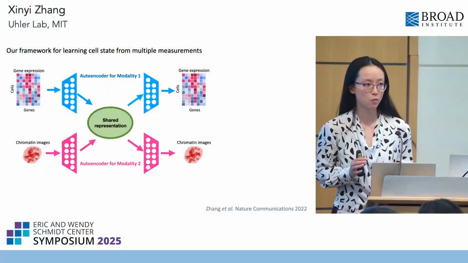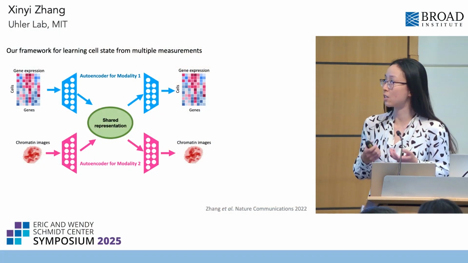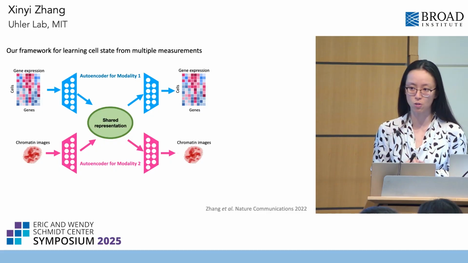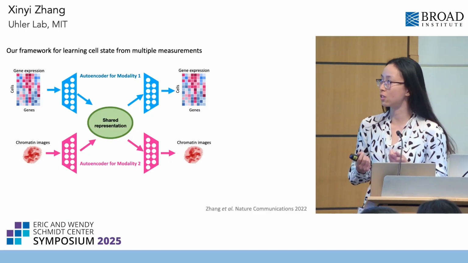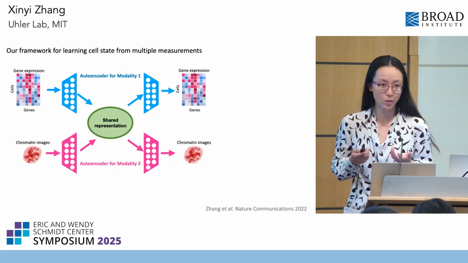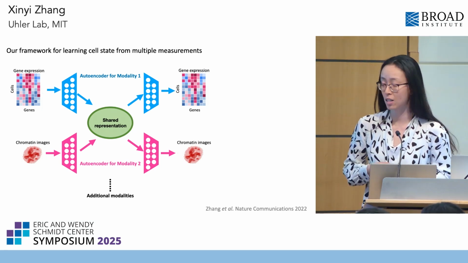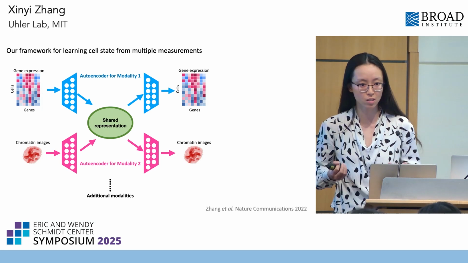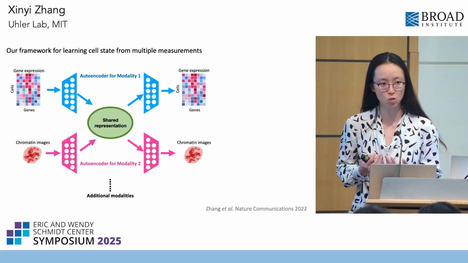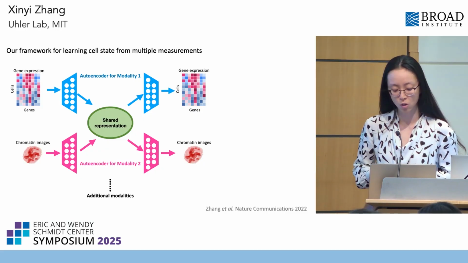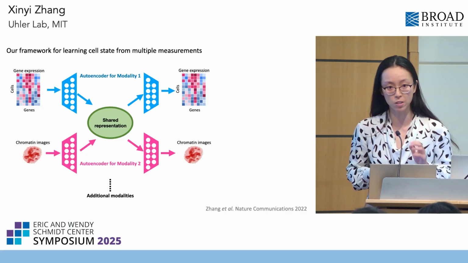So we've heard from previous talks that there are many ways of understanding cell states. Not only can we look at the gene expression to understand transcriptional cell state, we can also look at chromatin images, which contain very rich information of the mechanical state of cells. And we can look at additional modalities, such as protein stains, or how cells organize in tissue by looking at spatial transcriptomics, or looking at tissue imaging.